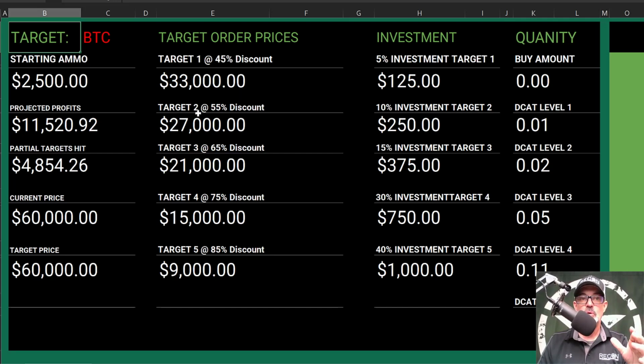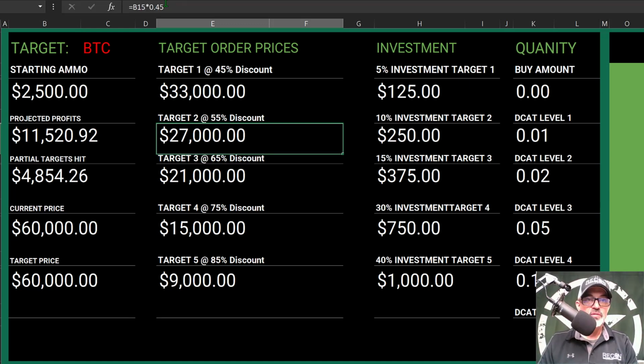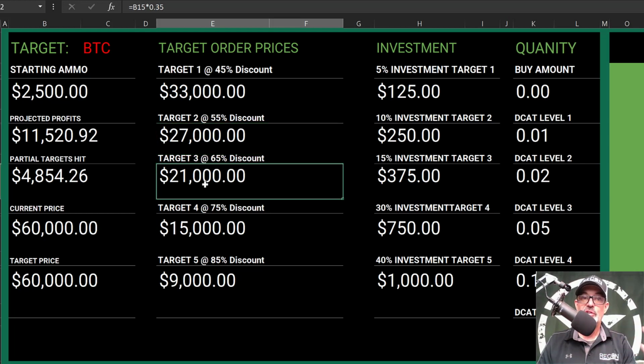So my target number two would be a 55% discount, and that is based on the $60,000 price. And don't you know, that actually comes in at 27,000. And if you look at the formula up here, that is B15, which is the $60,000 price, multiplied by 0.45, and that would then give you your 55% discount, and that is your $27,000 figure, which just happens to be our dip target. Now, target number three is a 65% discount, and don't you know, it comes in at 21,000, which is our dump target.